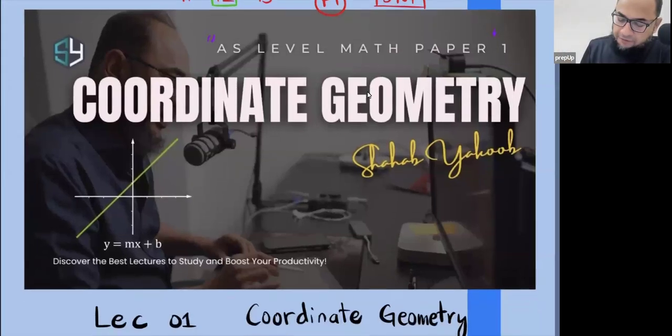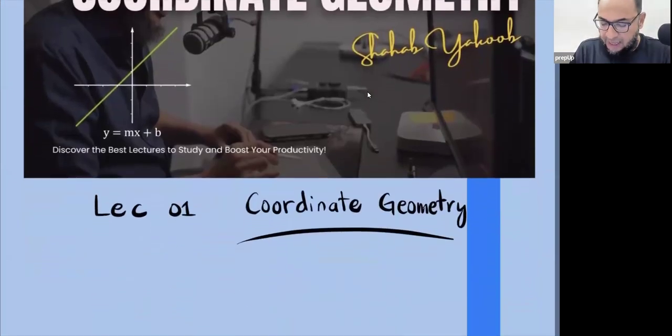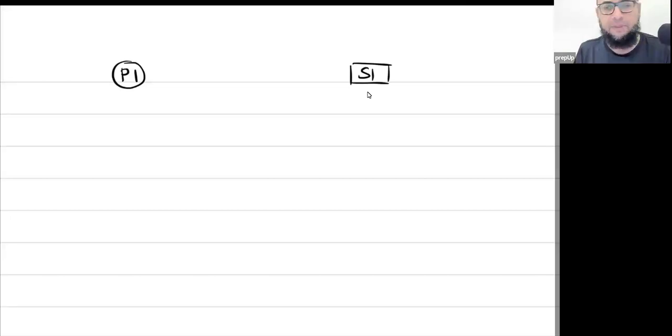Now we are starting with this topic which is called coordinate geometry, and even before that let me give you a brief overview of what P1 is all about. So there is P1, and in the first year we do S1. Exceptions are there. Some people prefer to do M1, but usually the trend is P1 and S1. So now let me focus on P1.